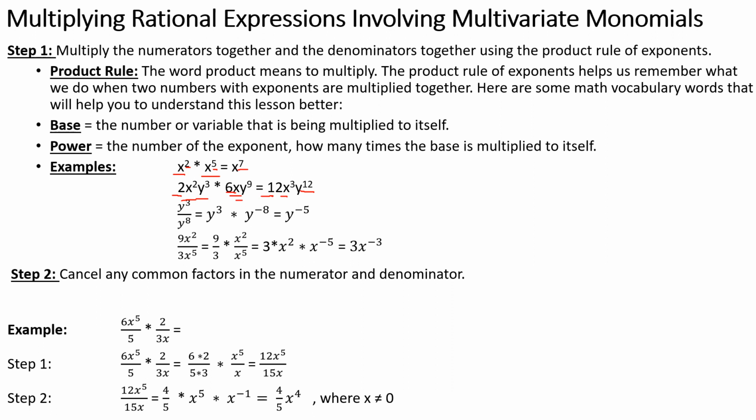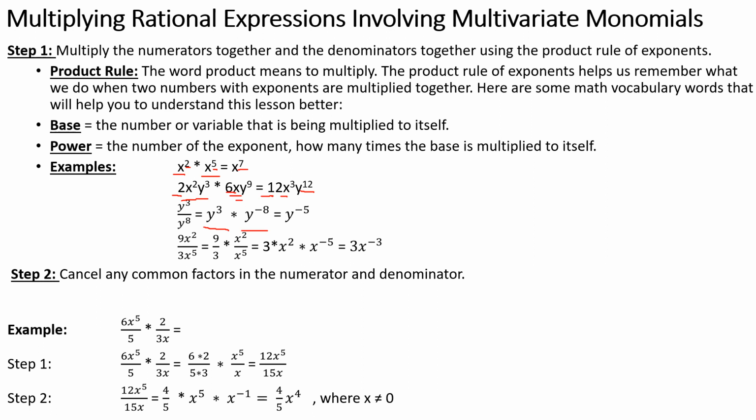Also, remember, if we have a rational expression, y to the third over y to the eighth, that's the same as y to the third over y to the negative 8. Anytime we have a positive exponent in the denominator, that becomes a negative when we eliminate the fraction. And we subtract. 3 minus 8 is negative 5.